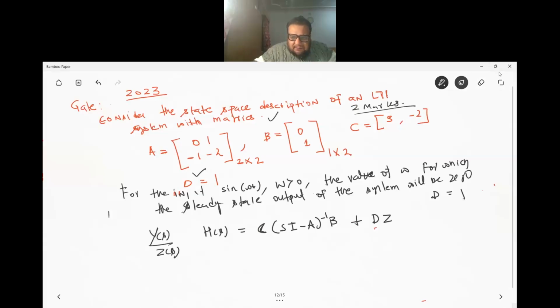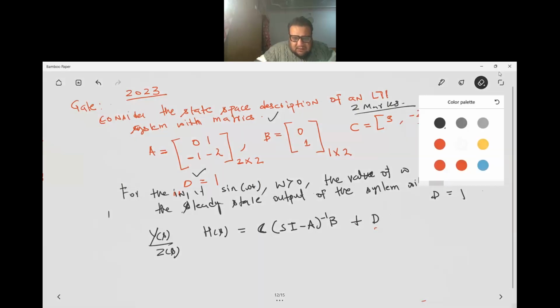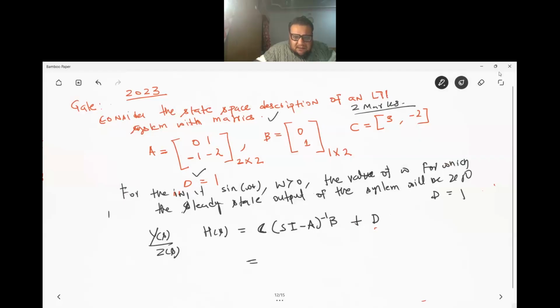The other values are there. Just put them here. C is how much? 3 minus 2, correct? And now first you have to calculate sI minus A inverse. This is the complicated part.